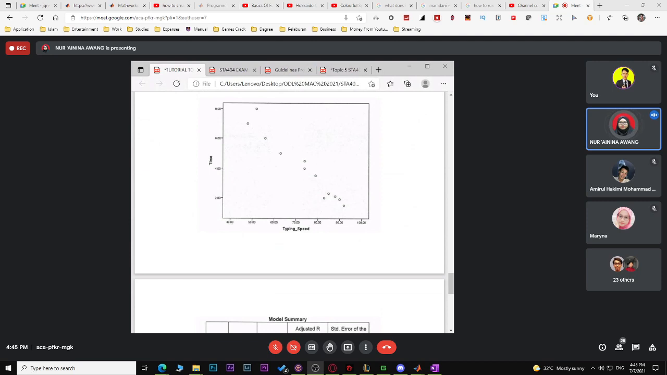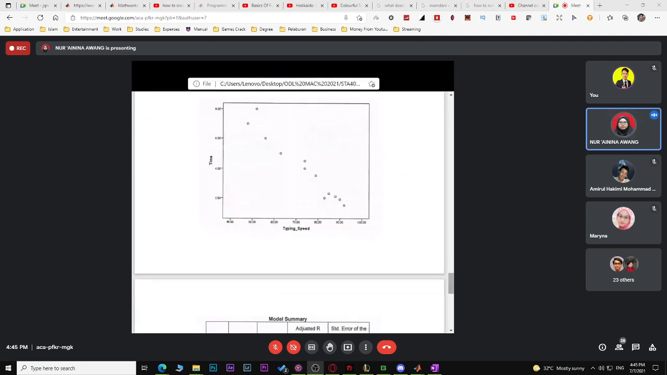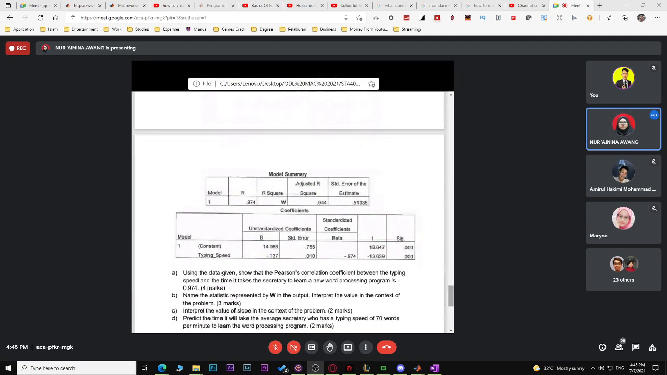Okay, and then you have your model summary, and then your coefficient table. Okay, so macam biasa, this is your R, this is your R square, this is your X, A, B and R. So macam biasa, kalau you nak tengok your correlation coefficient from model summary, make sure you check with the slope. Okay, since your slope is negative, so this one is negative. Okay, and then for A, using the data given, show the correlation coefficient between them is 0.974.